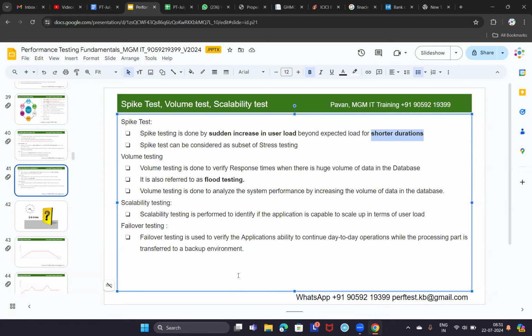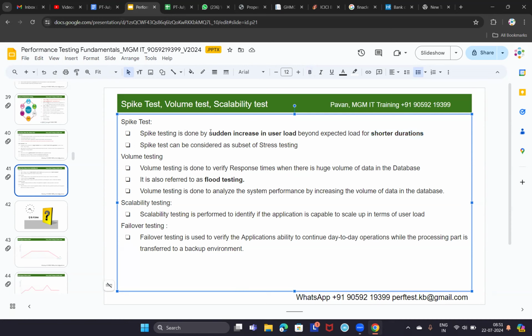10 to 11. No, I am asking how long the Tatkal booking tickets, or Tatkal quota tickets, will be available. For how much time? How many minutes? 5 minutes. 5 to 10 minutes, isn't it? So for 5 to 10 minutes, there will be a sudden increase in the user load for a shorter duration.